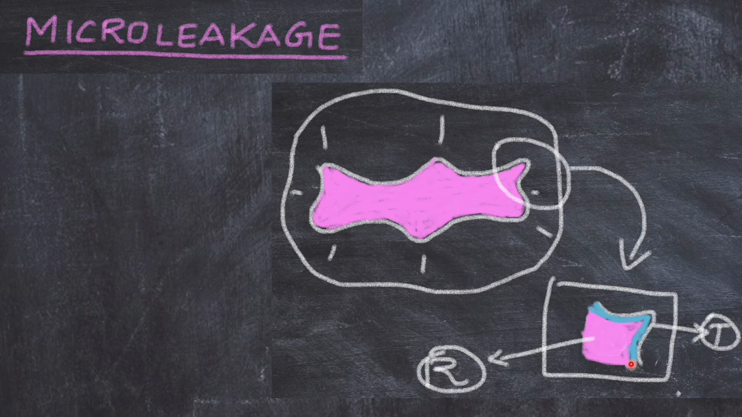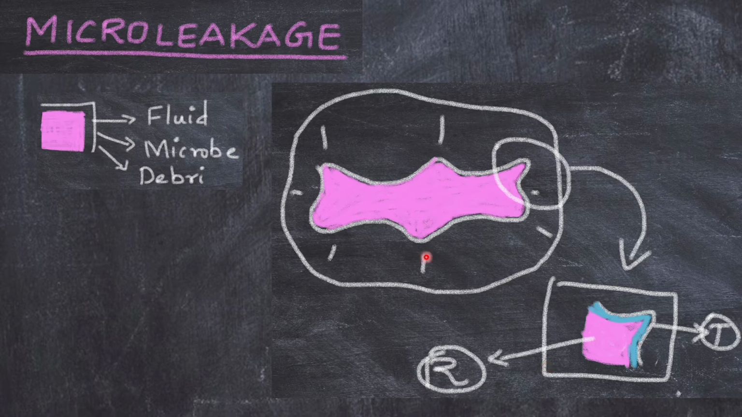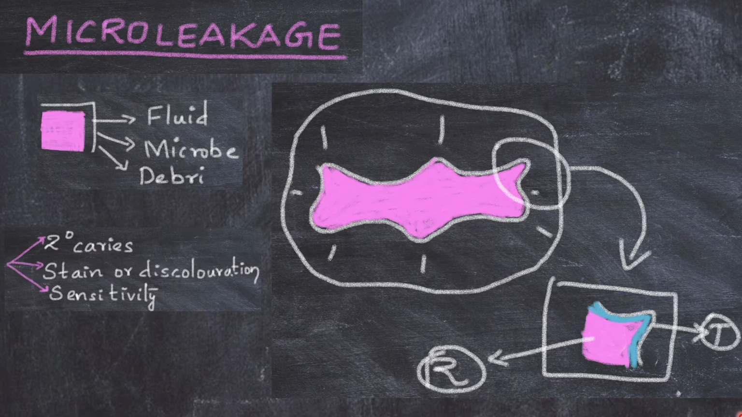After some time, fluid, microbes and debris will move into this space, thereby facilitating further seepage of this material through the space, finally reaching even the pulp. This is called microleakage. Now this microleakage can finally lead to secondary caries, a stain or discoloration, or even sensitivity.